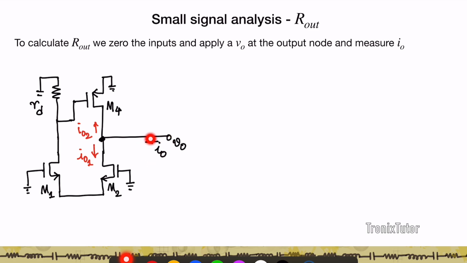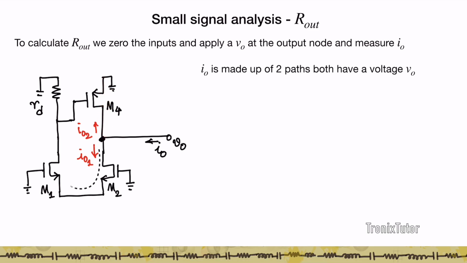Now if you look at this, I out consists of two paths. This node, again remember these two are AC grounds. So I have one path which connects this way all the way to this ground. I have another path which goes this way. So I can think of IO made up of two paths, an IO1 and an IO2. An IO1 which goes through M2, M1 and RD, and IO2 which goes only through M4.